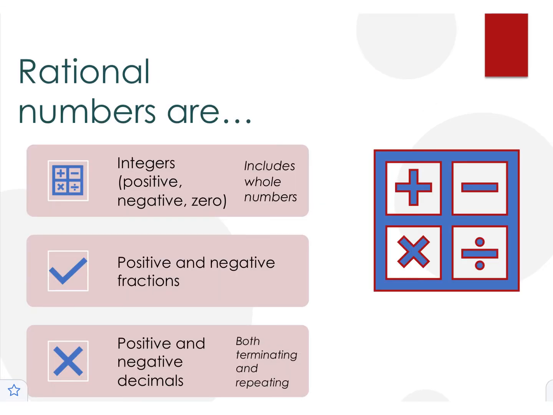Other forms of rational numbers, okay? So we talked about integers, positive, negative, zeros. They're going to include whole numbers, any positive or negative fractions, and then any positive and negative decimals that are terminating and repeating.